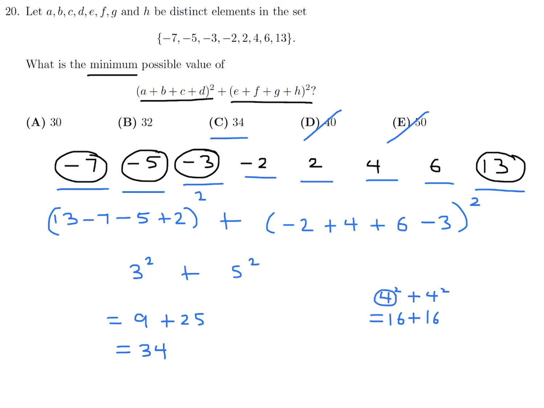There's no way of getting a 4 by combining 4 numbers from that list. And try it. You won't be able to do it. Yeah, if you go through that list, you'll see if you take any 4 numbers and add them, it will never come to 4. So that's it. 34 is the lowest. So therefore, number 20, the answer is C.